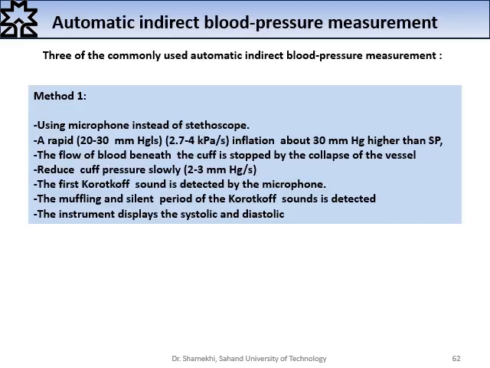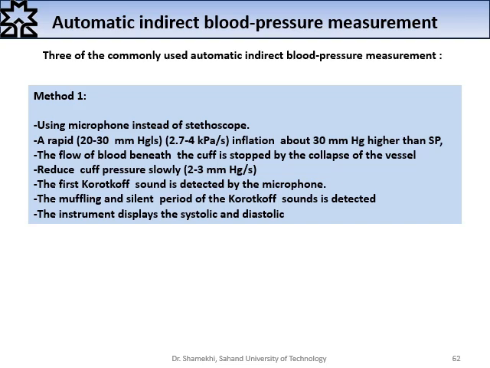In addition to manual detection of Korotkoff sounds, we can use automatic indirect blood pressure measurement systems. In this and the next page, we will consider these automatic indirect measurements. Three of the commonly used automatic indirect blood pressure measurement methods will be discussed in these pages. Method 1 is using a microphone instead of a stethoscope.